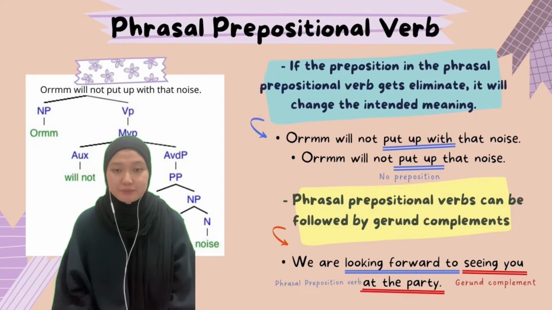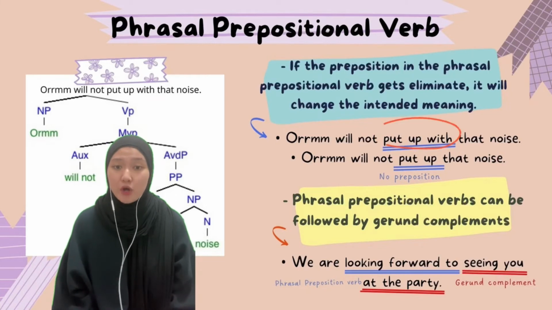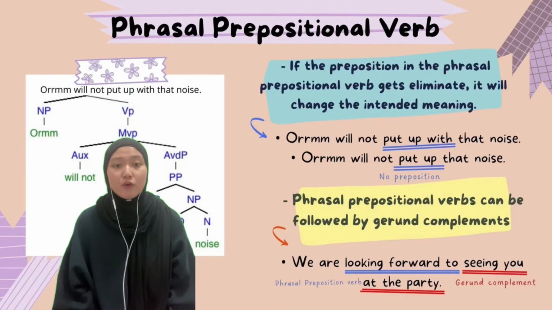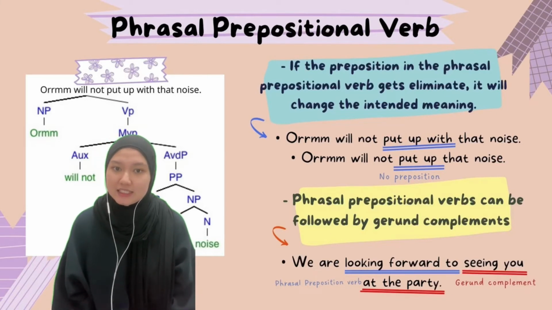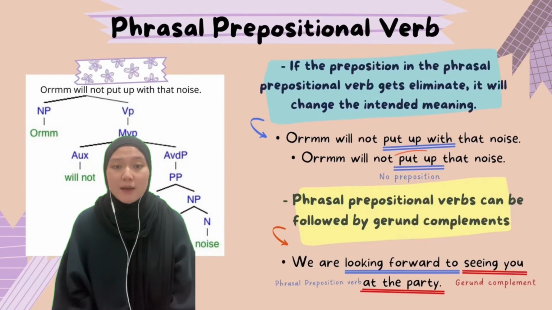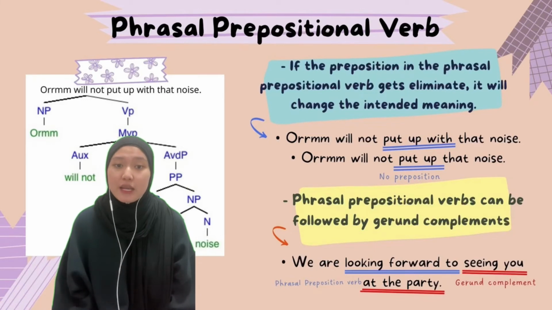For example, I will not put up with that noise. Here it means I will not tolerate that noise. But if you eliminate the preposition, which is with, from the sentence, for instance, I will not put up that noise, it gives a completely different meaning from the first sentence, where here it means I will not raise that noise.